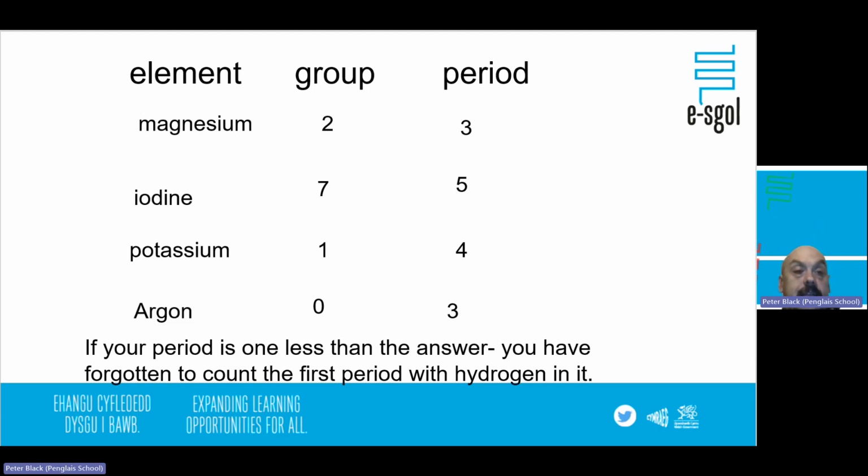Okay, so where does that lead us on to? Well, group and period is quite an important concept for us, because what group and period allows us to do is to get some idea about the electronic structure of an atom without having to put all the electrons in the shells, or even work out how many electrons there are. So let's see how we can do that. We're going to look at group and period and how it relates to the position of an element in the periodic table. Okay, so if we just start here.